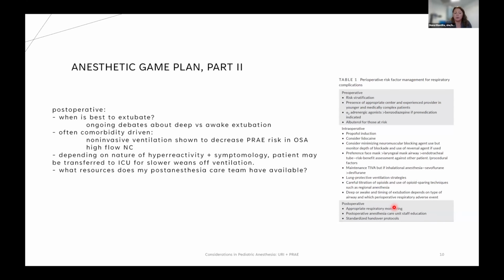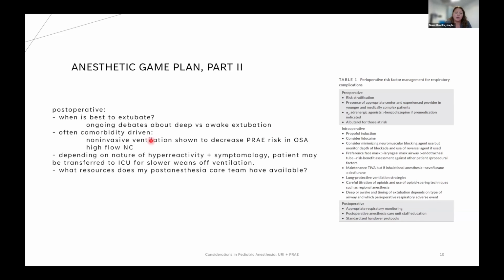Moving on to postoperative. So there's a lot of talk about when is it best to extubate if we have intubated. Some anesthesiologists in particular institutions prefer to do a deep extubation versus an awake extubation. To be honest, a lot of the verdict is still out on this because different clinicians do it different ways. Some clinicians prefer to have deep extubation because they allow for more manipulation of the airway. It's easier, but some just prefer to do it awake.